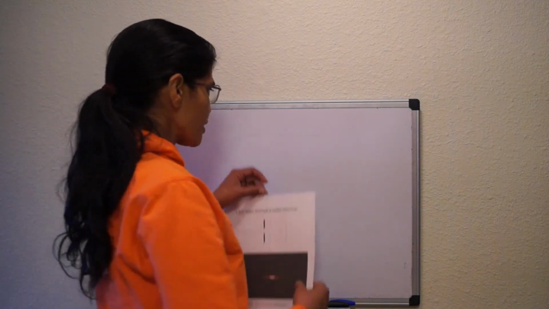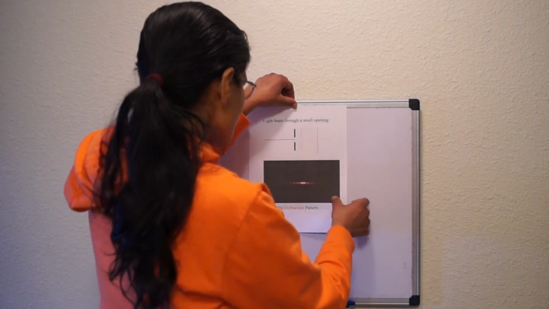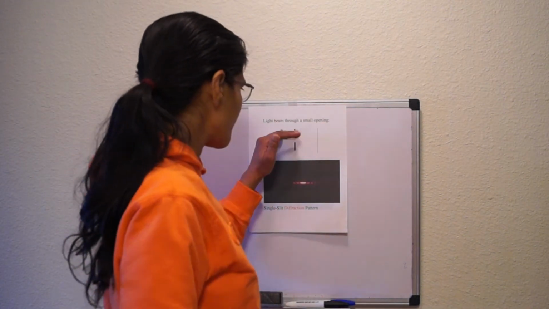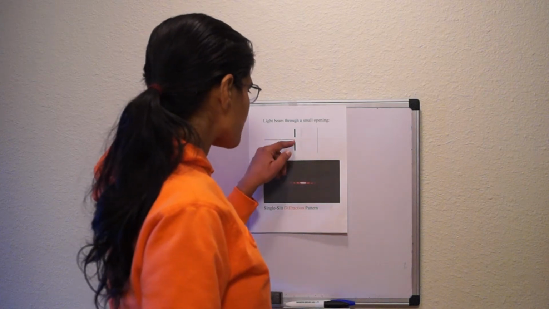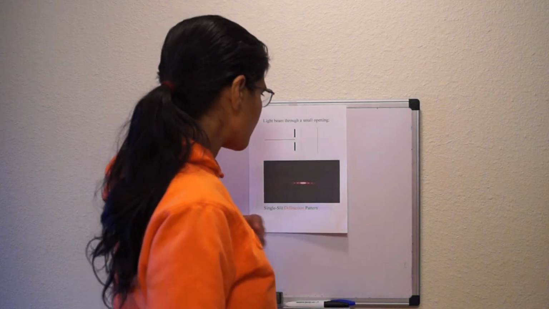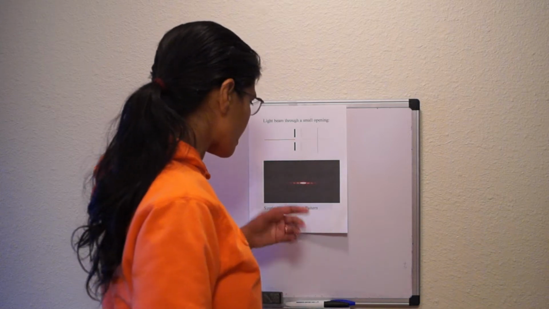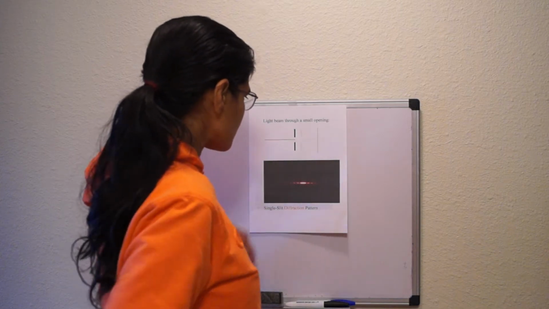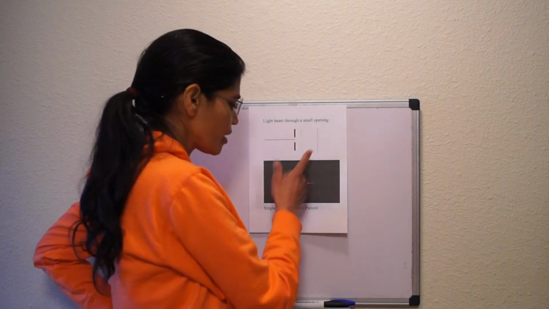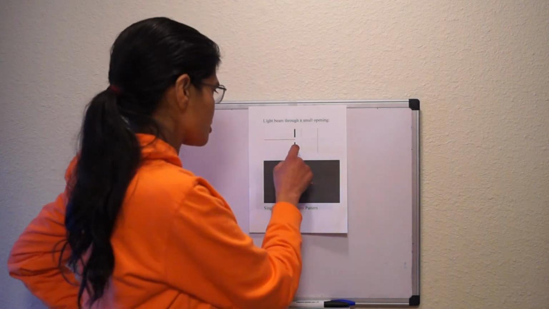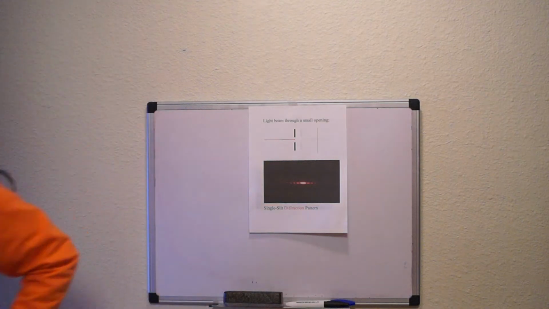Alright guys, so let's see. We said if we have a light beam that is passing through a small opening, this is what we would get. This is called a small slit. Okay, actually let me grab and show this to you just a moment.